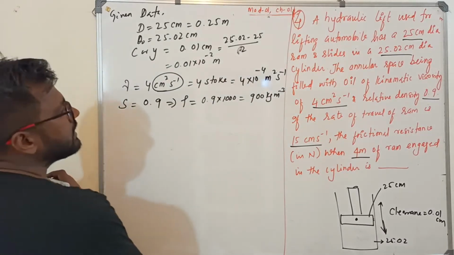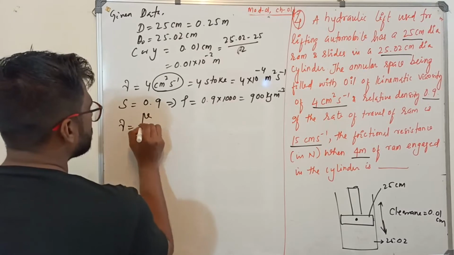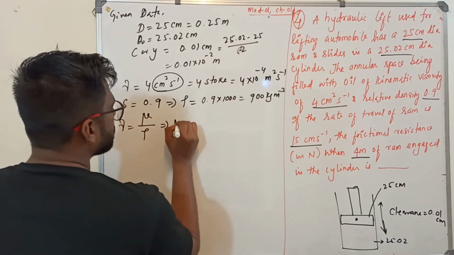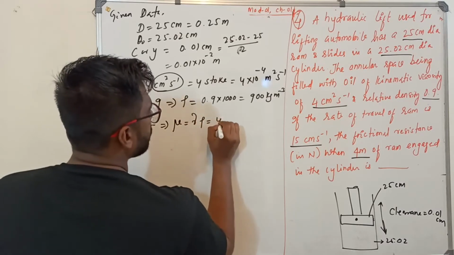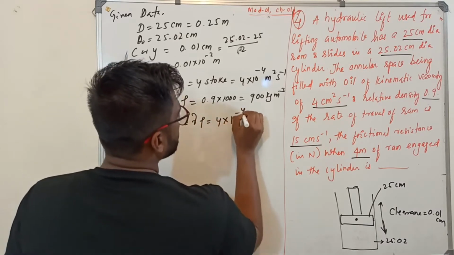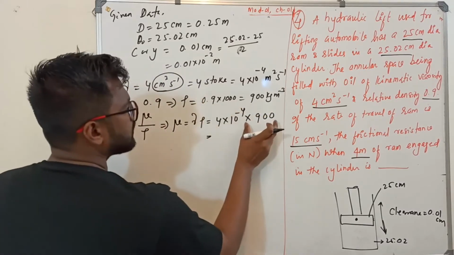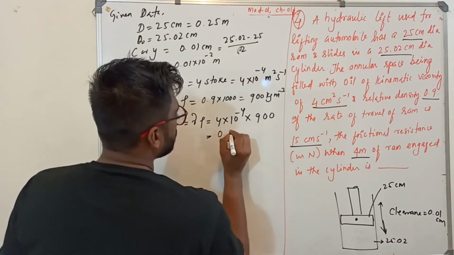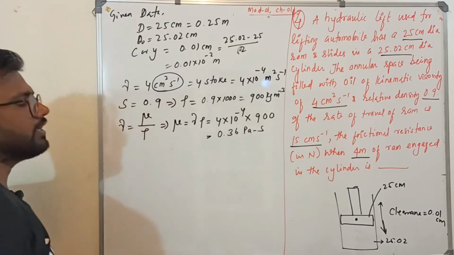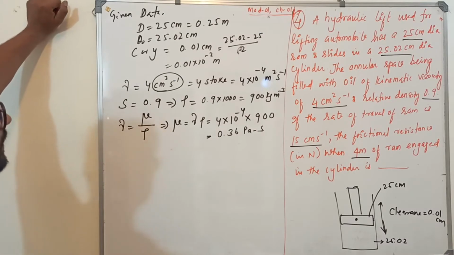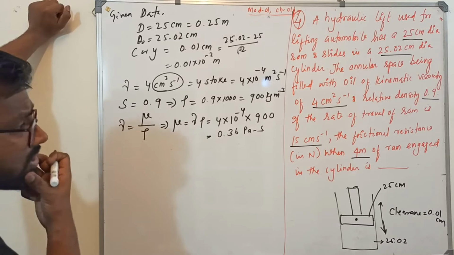Okay, but we need dynamic viscosity in our formula. We know kinematic viscosity equals dynamic viscosity by rho. So dynamic viscosity equals kinematic viscosity multiplied by rho. So 4 into 10 to the power minus 4 into 900. Okay, 9 4s are 36, 36 at 10 to the power minus 2, 0.36 Pascal second. 0.36 Pascal second is your dynamic viscosity mu.